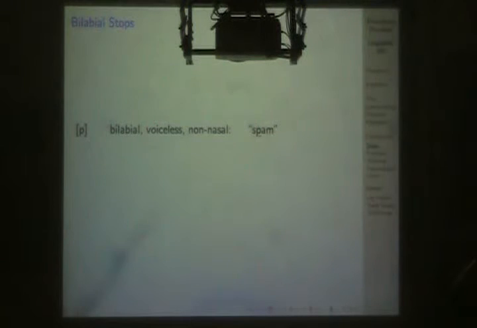Okay? Nasal versus non-nasal sounds. Grab your nose and make the sound. And now make the sound. The first sound, your nose vibrates. The second, it doesn't. If there's air in your nose and it's because of a speech sound, your nose will be vibrating. That's how you know it's nasal.